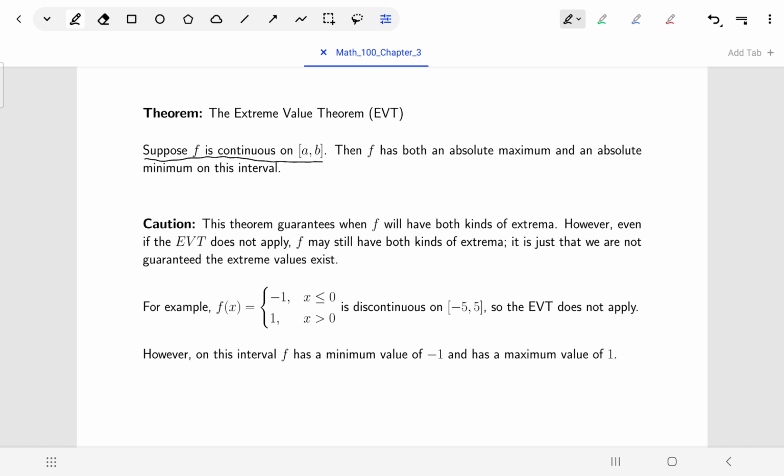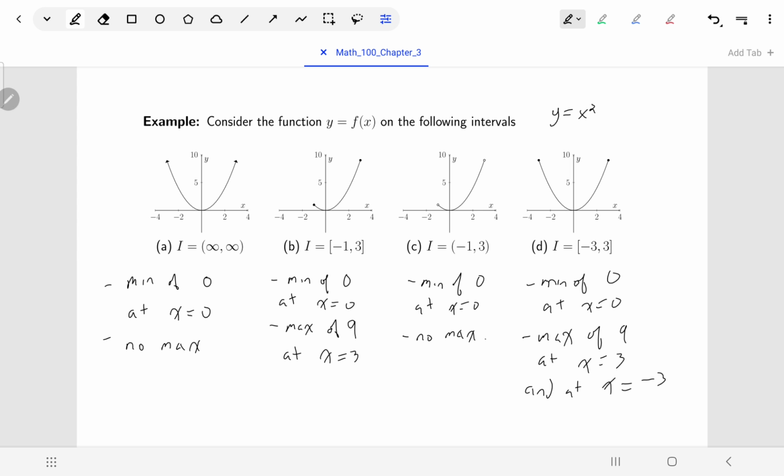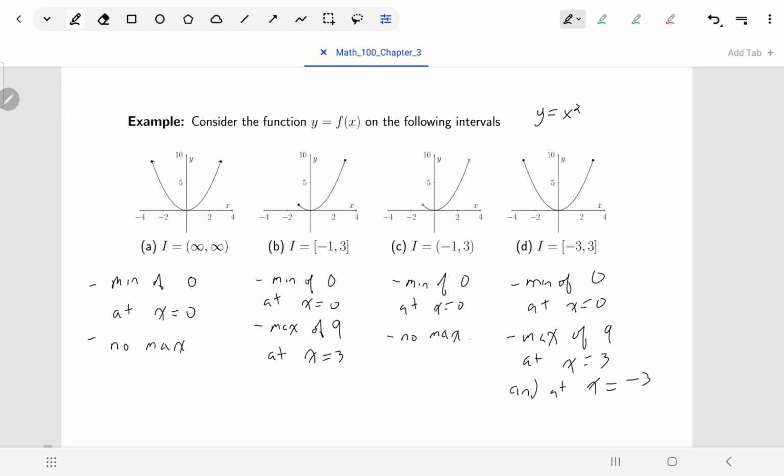And so you can sort of see that in action, actually, in the last part. When we had an interval that was open from -1 to 3, not including the endpoints, we had a minimum, but we didn't have a maximum. There was no guarantee that you'd have both. But when we had a closed interval from -1 to 3, including both endpoints, then you're guaranteed by the extreme value theorem that since our function is nice and continuous, you'll have a minimum and also a maximum. So we've got a guarantee via the extreme value theorem.